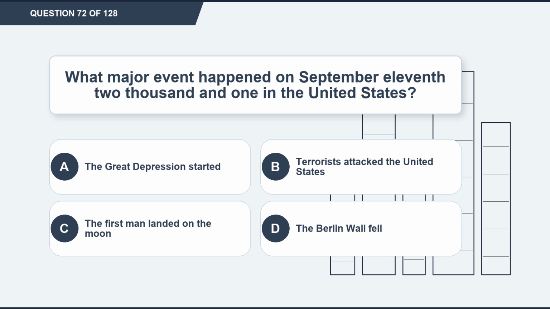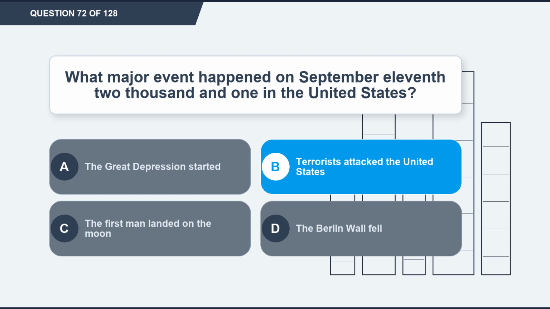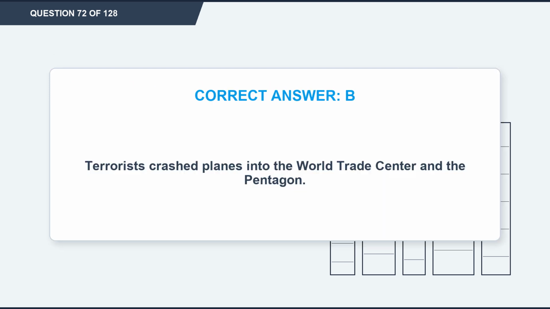Question 72. What major event happened on September 11, 2001 in the United States? Option A, the Great Depression started. Option B, terrorists attacked the United States. Option C, the first man landed on the moon. Option D, the Berlin Wall fell. The correct answer is option B, terrorists attacked the United States. Explanation. Terrorists crashed planes into the World Trade Center and the Pentagon.